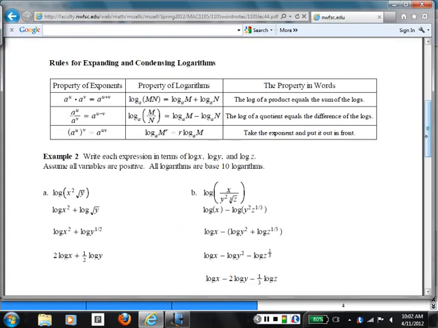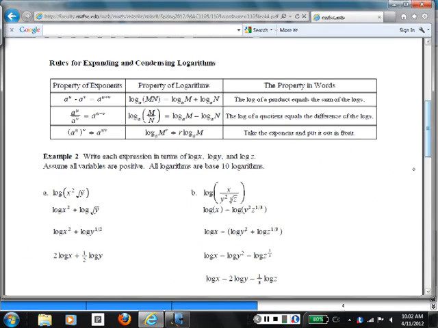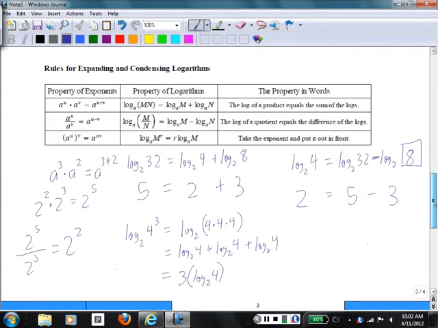I guess I should come back and say one more thing here. If we're using the properties in this direction, going from a single logarithm of a complicated expression to multiple logarithms of simpler expressions, then we are expanding the logarithm. On the other hand, if we use these properties in this direction, have multiple logarithms, and we want to condense them into a single logarithm, we'll call that condensing.